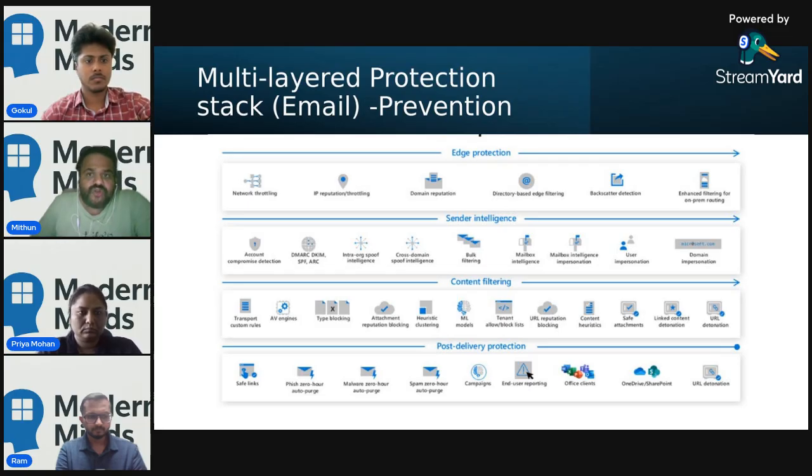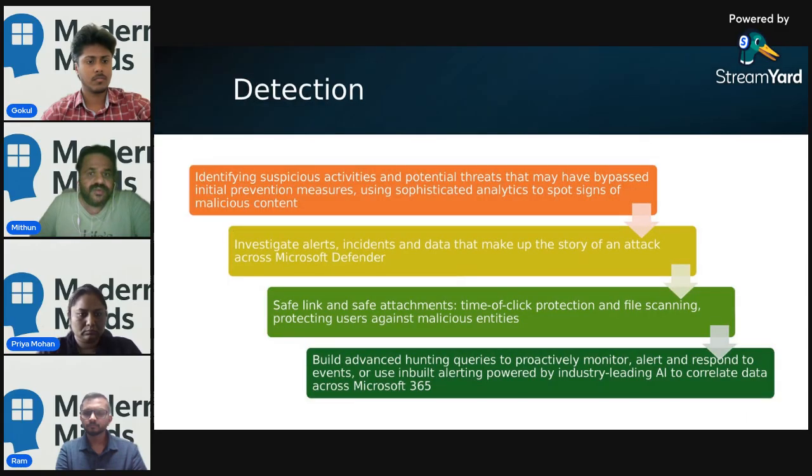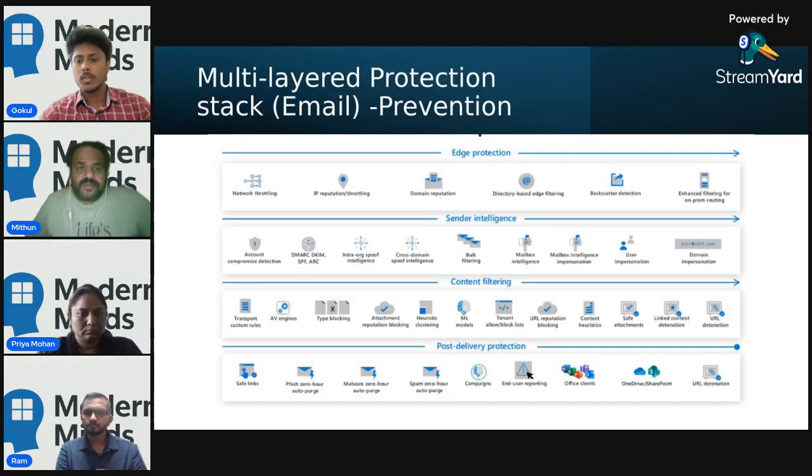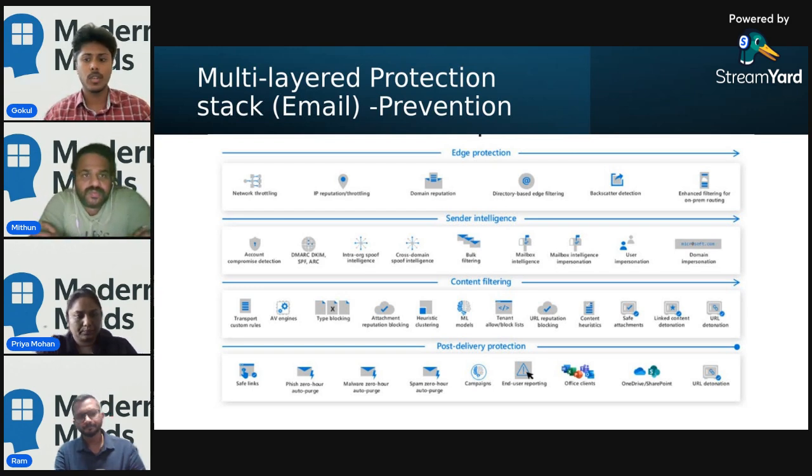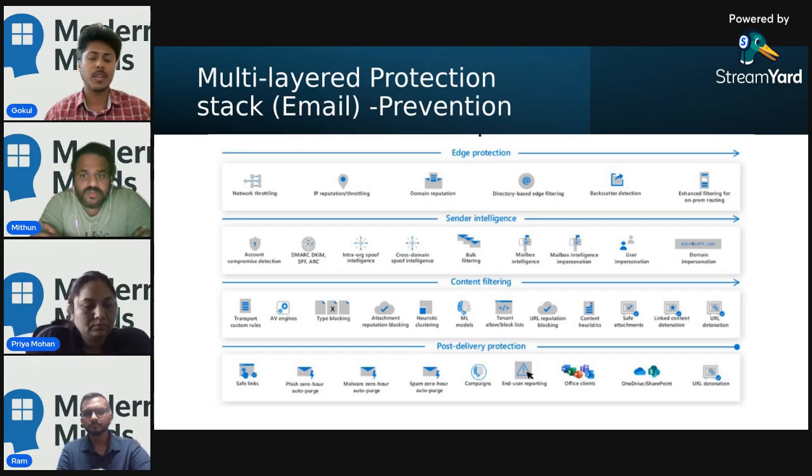Before we move on to detection, investigation, and response, any questions? Yeah, Mithun. Thank you for letting us know the different types of filtering and how it can help us keep our environment protected. You mentioned the email authentication records like SPF, DKIM, and DMARC, which all of us will be familiar with. So how does ARC differ from these records? Can you help us understand that piece?